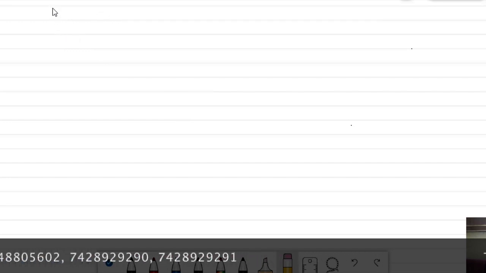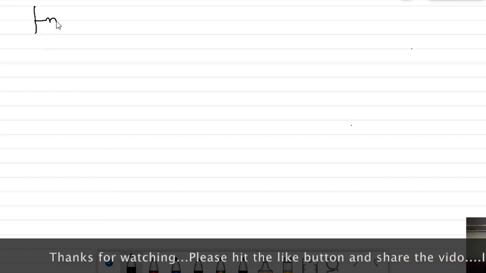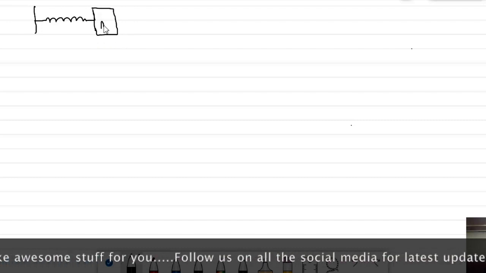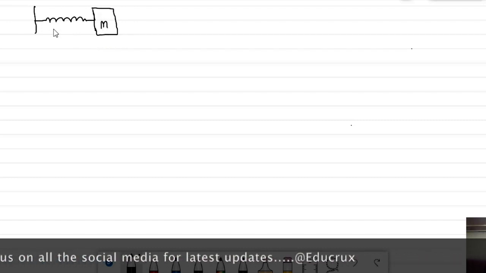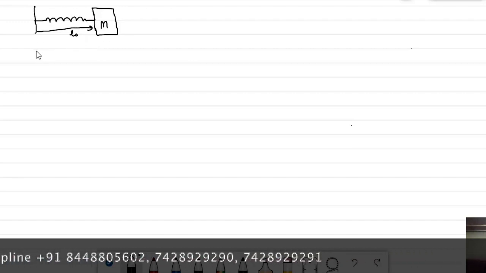So suppose I have a block of mass m, and this is the initial position of our spring. So this is the natural length of the spring. The natural length of the spring is L naught. The natural length means that the spring is neither extended nor compressed. So this is the initial position of the block of mass m when it is neither compressed nor extended.